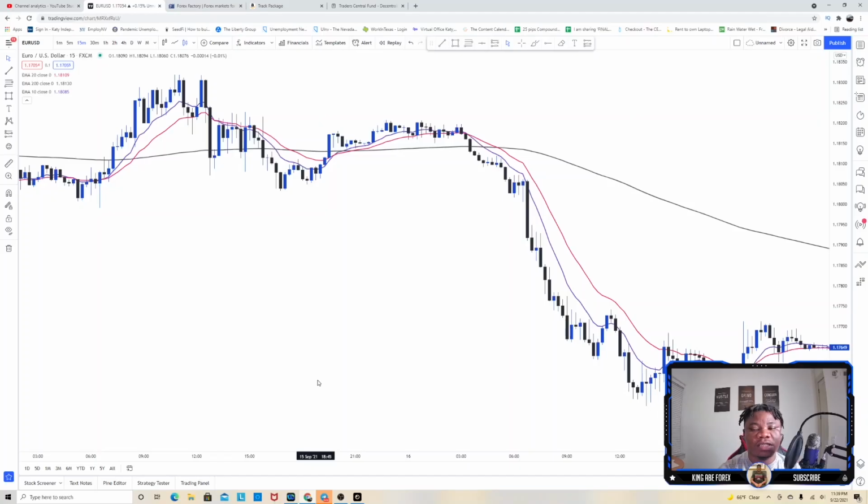For this scalping strategy, we're going to be looking at this strategy on the 15-minute time frame, and we're going to be looking at this strategy using Euro USD.